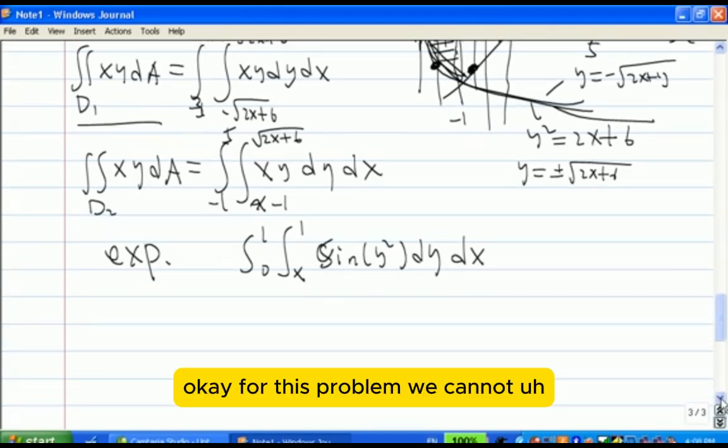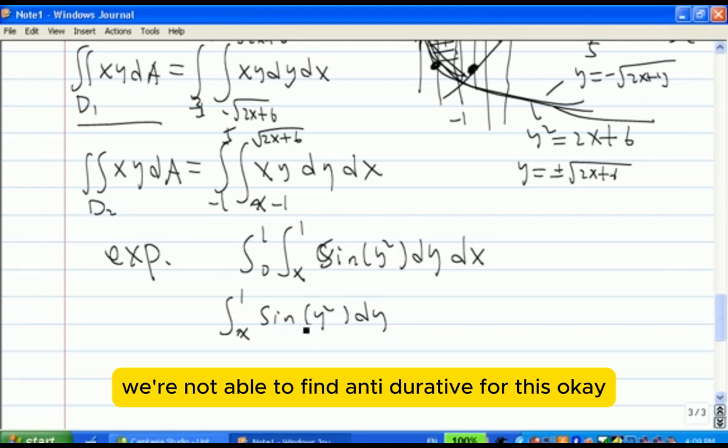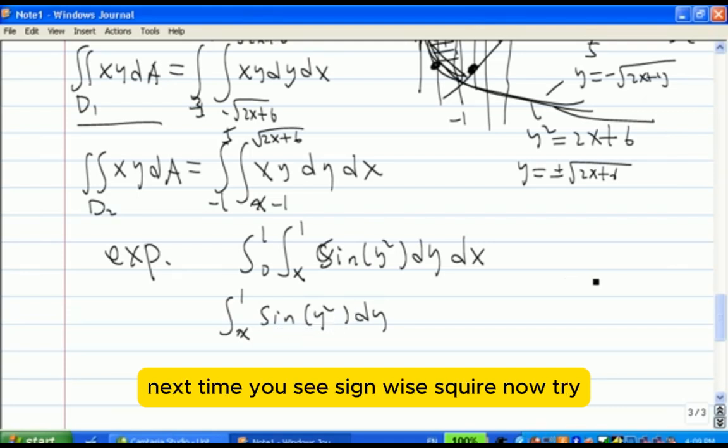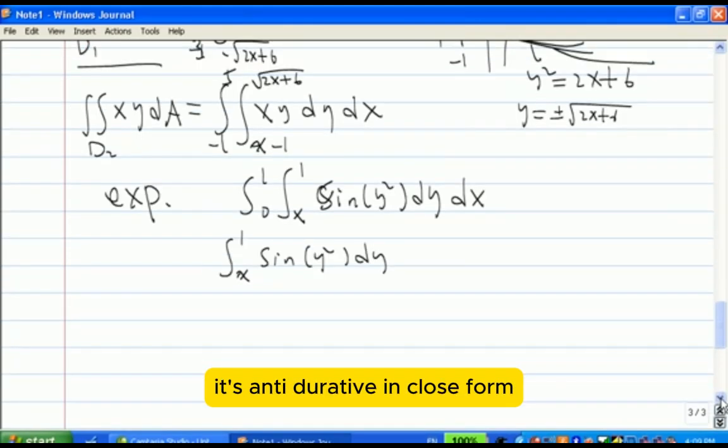Okay, for this problem, we cannot go ahead and integrate this because we're not able to find the antiderivative for this. Okay, next time you see sine y squared, don't try to integrate it. You are not going to find its antiderivative in closed form.